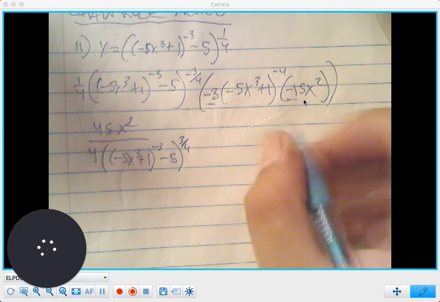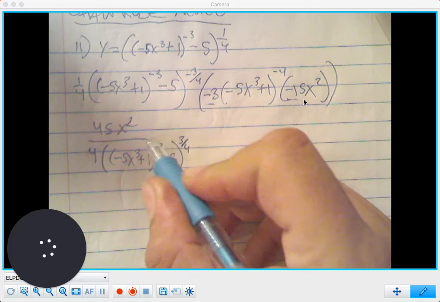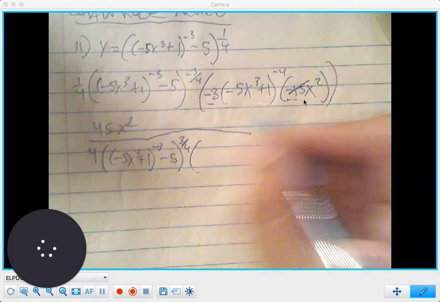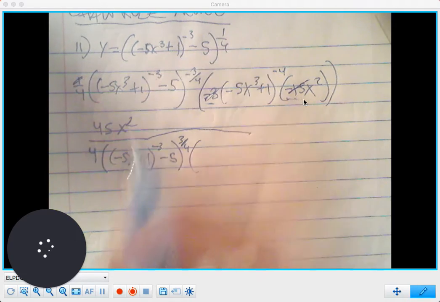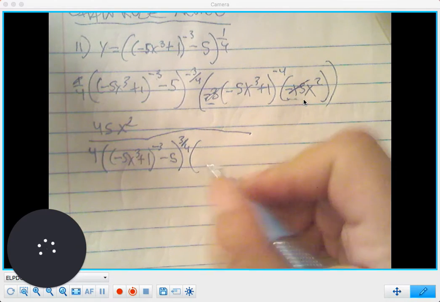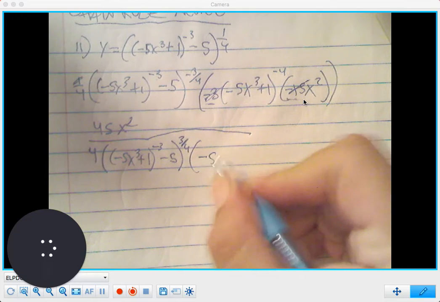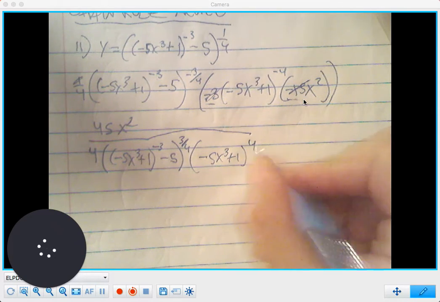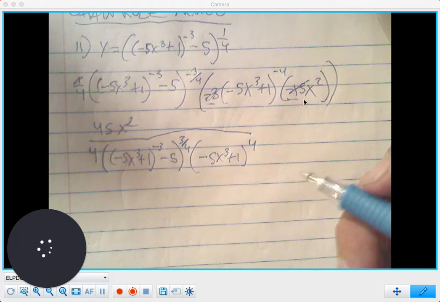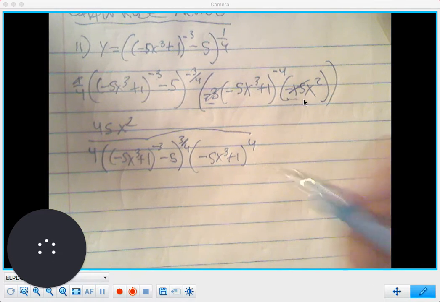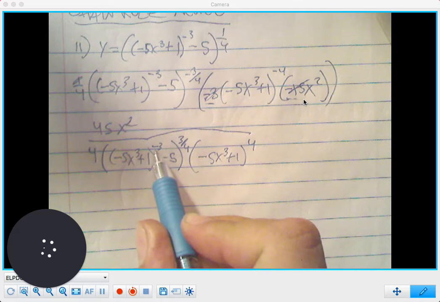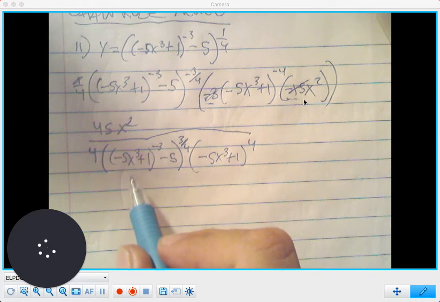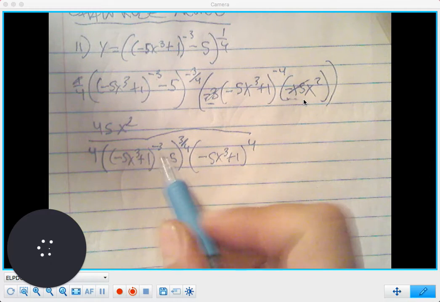And then you have, this is also on the bottom. So times, remember the 15 and the 3, they went away with the 1. They're right here with the 45. And then this would be negative 5x cubed plus 1, and then quantity to the 4th. Okay, so yeah, you can leave it like this. The other thing that I was going to tell you is that you see how this is negative 3, to the negative 3, so you can put it as 1 over this.